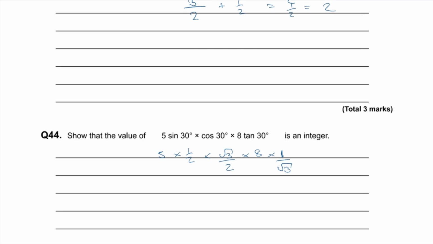So I need to show that this is an integer. Now, I've got things on the numerator. I've got 5, a 1, a root 3, an 8, and a 1. And I've got things on the denominator. I've got a 2, and a root 3. Now, I can cancel anything in the denominator with anything in the numerator. That's how maths works, isn't it?